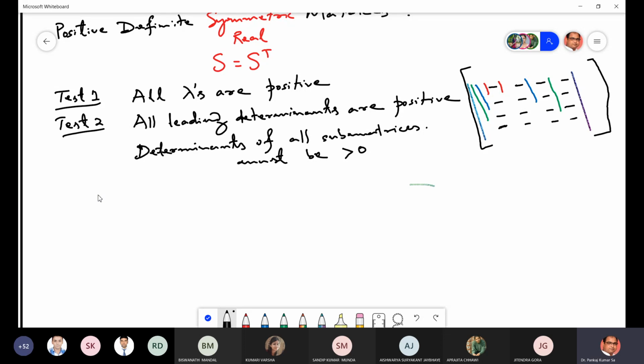What is test number 3? All pivot elements are greater than 0. That is, during the elimination process, whatever pivot elements you get, which would be along the diagonal, have to be positive.